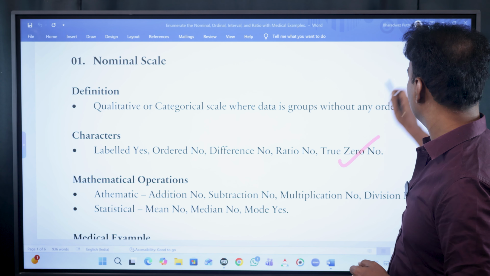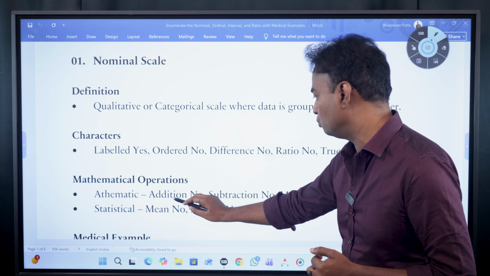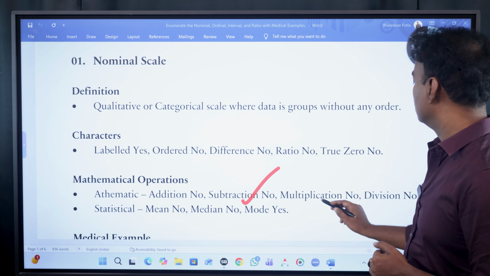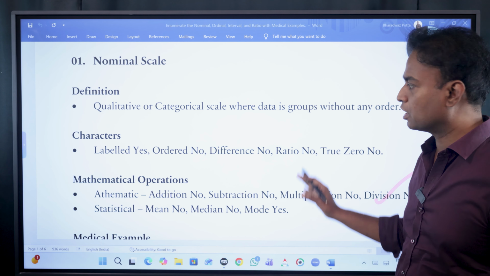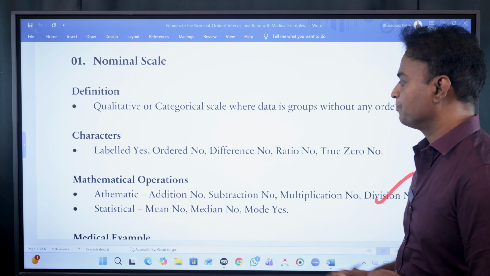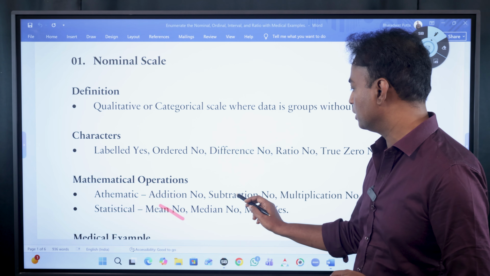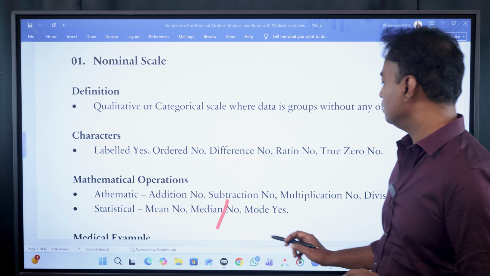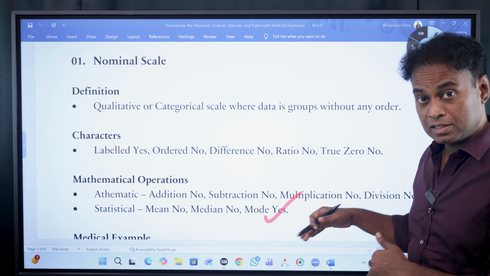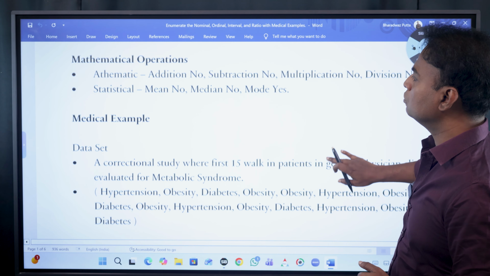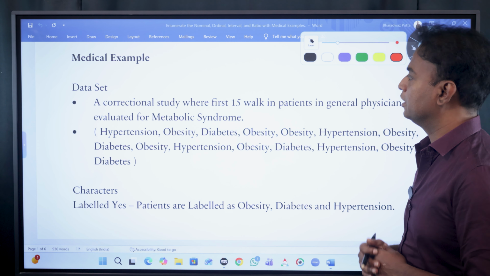And coming to arithmetic operations, what arithmetic operations can you do on it? You cannot do addition, you cannot do subtraction, you cannot do multiplication, you cannot do division. No arithmetic operation can be performed in nominal scale. In statistics, you cannot calculate mean, you cannot calculate median, and you can calculate only one thing, that is mode. Okay, with an example we will see in depth. Now let's go to a medical example so that you will understand this in depth.